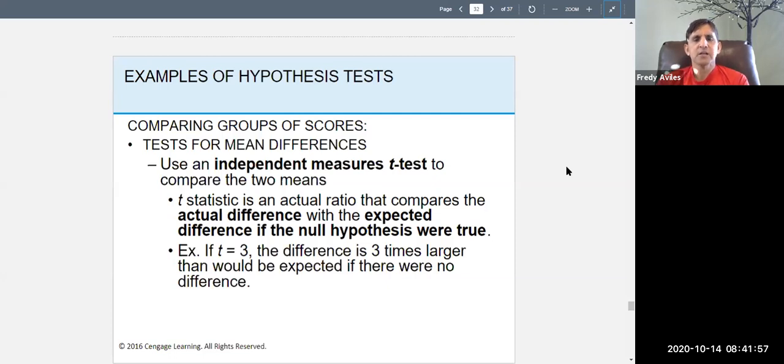So, test for mean differences again. You use an independent measures t-test to compare the two means, right? What that really means is to compare the two groups, because remember the two groups have different averages, okay? So the t statistic, because it's a t-test, the t equals something. The t statistic is an actual ratio that compares the actual difference with the expected difference if the null hypothesis were true. We talked about that already, right? That's what a hypothesis test does. A t-test is a type of hypothesis test. For instance, if t equals 3, that means the difference is 3 times larger than what would be expected if there was no difference.